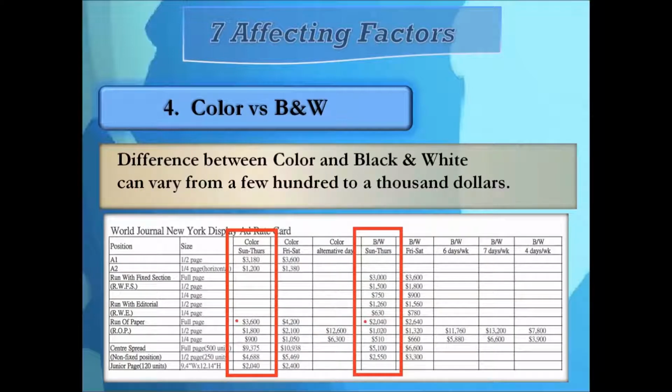Color versus black and white. The World Journal is a pretty big Chinese newspaper publisher, publishing in big cities like LA, San Francisco, and New York. In this example, we see that the price difference between color and black and white can be very drastic, ranging from a few $100s to $1,000.